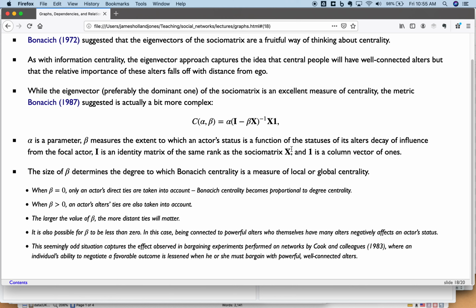It's interesting to note that it's also possible for beta to be less than 0. In this case, being connected to powerful alters who themselves have many alters negatively affects an actor's status. This might seem a little bizarre at first blush, but the situation captures the effect observed in bargaining experiments performed by Karen Cook and her colleagues in 1983, where an individual's ability to negotiate a favorable outcome is lessened when he or she must bargain with powerful, well-connected alters. All right, so those are the centrality measures that we're going to think about.